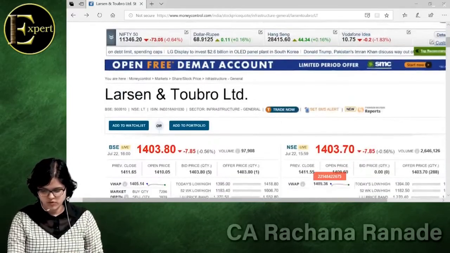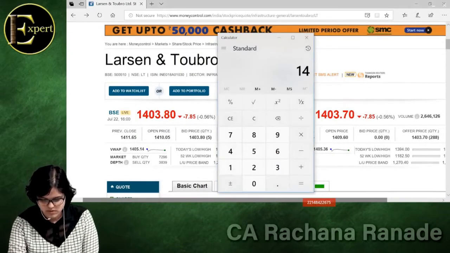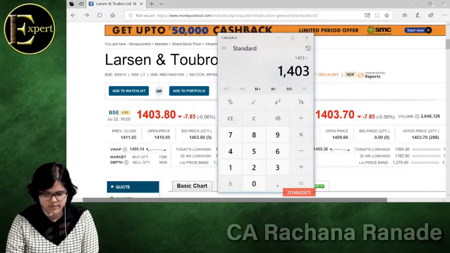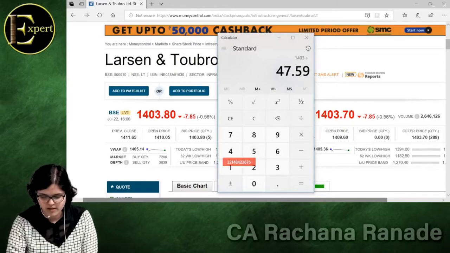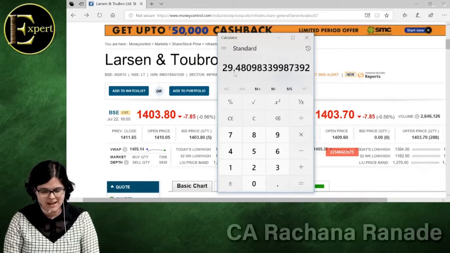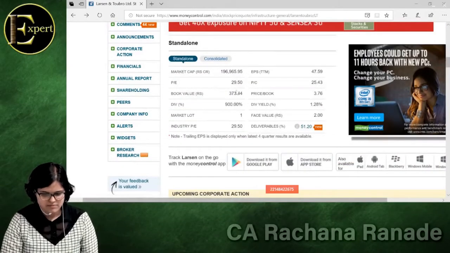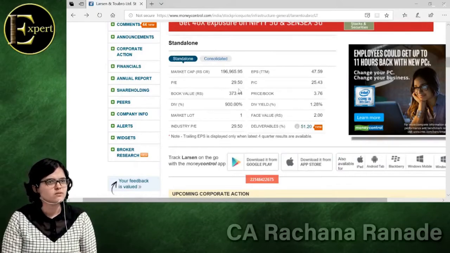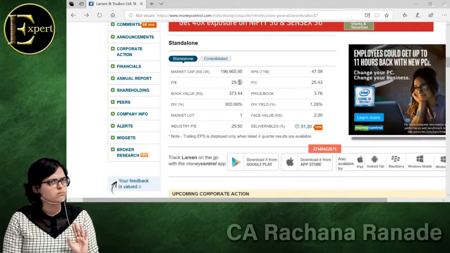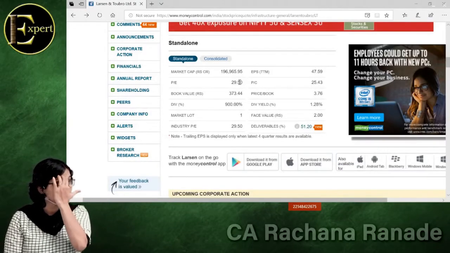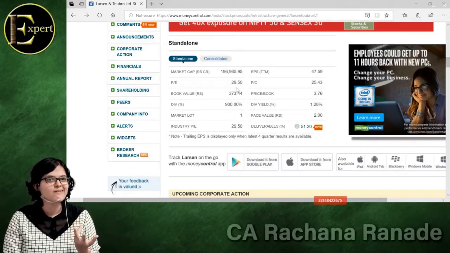See, I'll do it on the screen for you. 1 minute. Tell me how much is the market price? 1403. Ignore the decimals as of now. Divided by, tell me how much was the EPS? 47.59. It's coming to roughly 29.48. And let us check यहाँ पे कितना है? Very close. Correct? So that is how we calculate a PE ratio. Have you understood? PE ratio, how to calculate? Very important is the analysis, na? Kai 29.50. That is important.